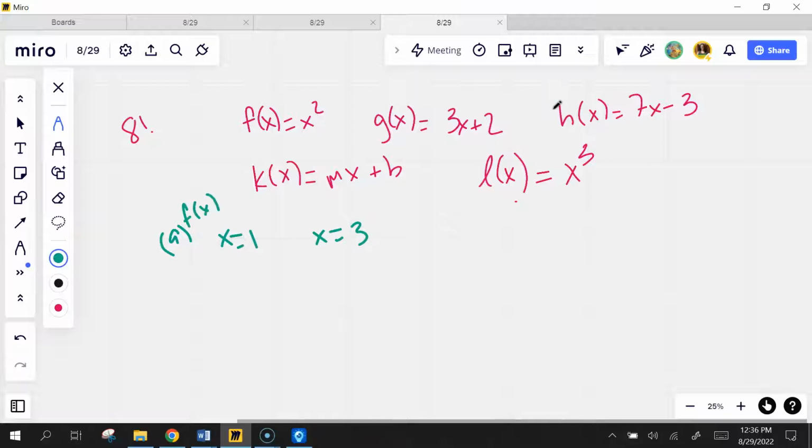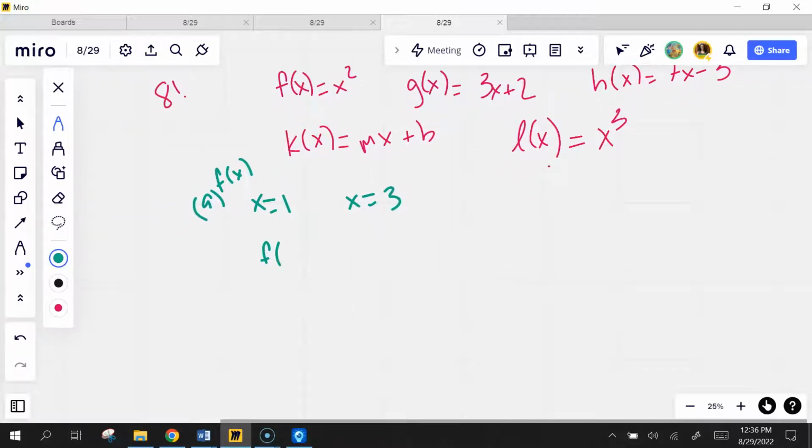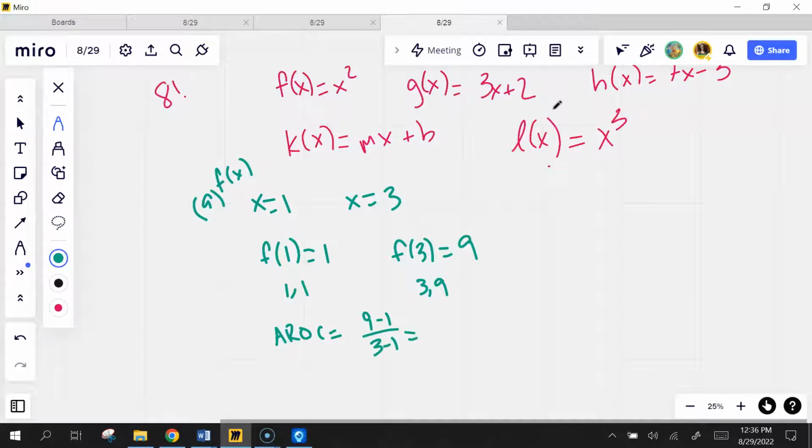This is for f. Well, f of 1 would be 1. f of 3 would be 9. So this is the point (1, 1) and the point (3, 9). And so all I'm going to do is do the slope between the 2 points. So 8 over 2, which is what, Carter? So the average rate of change is 4. That's all you have to put is 4.